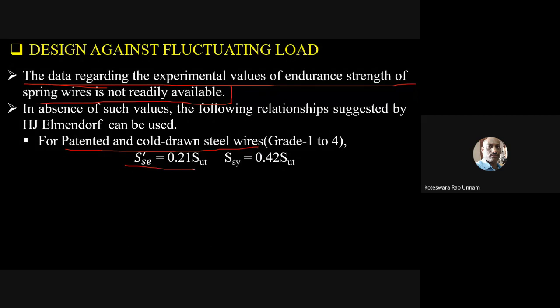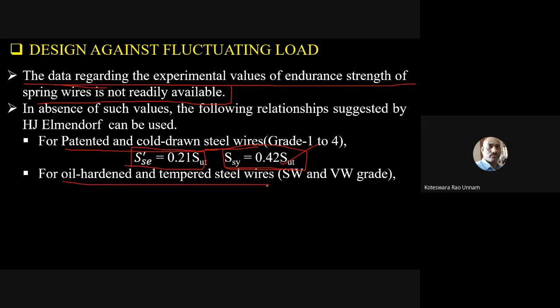If I use patented and cold drawn steel wires for the spring material, I have to take SSC dash as 0.21 times SUT, and SSY, the yield strength in shear, I'll take as 0.42 times SUT. Or else, instead of patented and cold drawn steel wires, if oil hardened and tempered steel is used as the wire for the spring, then you have to use these relations: SSC dash is 0.22 times SUT, and SSY is 0.45 times SUT.